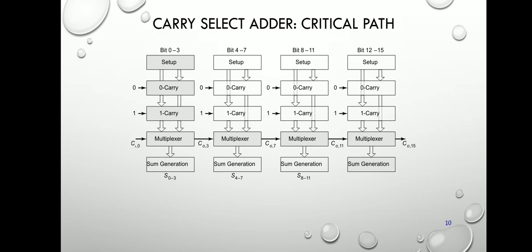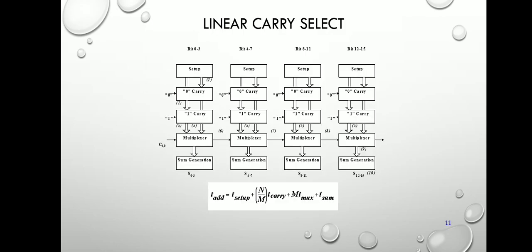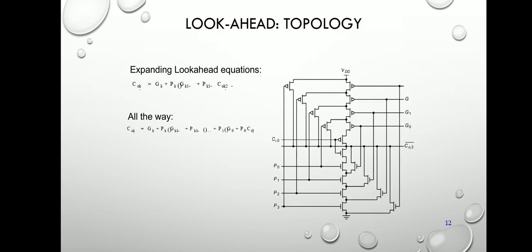Here it is shown with the bits given in the form of a sliced pattern: bit 0 to 3, bit 4 to 7, 8 to 11 and 12 to 15. First the setup is given, next the sum is given, and the carry is given as 0 and 1. It is multiplexed and the sum is generated. So it is given in 4 parts. The linear carries are also the same, happening in the propagate and generate form. The sum is generated in the form of the bit slice pattern, given as t add equals t setup plus n by m into t carry plus m t mux plus t sum. So here you can see the expanding look ahead equations.